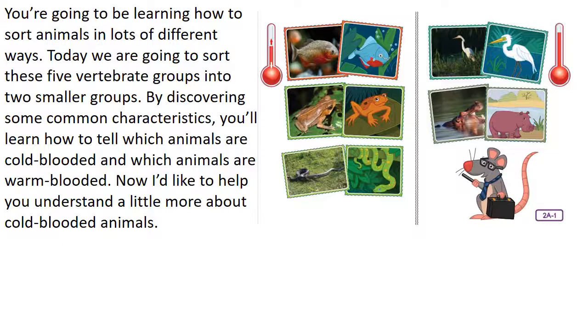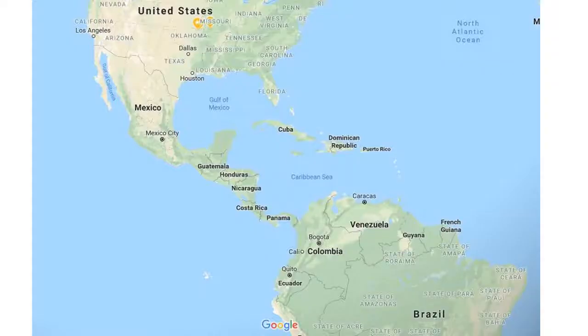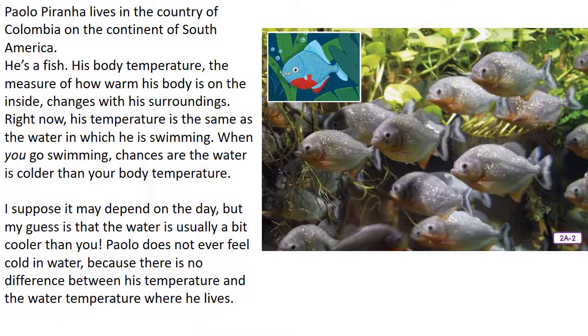Now I'd like to help you understand a little more about cold-blooded animals. As you saw on this map, Colombia is in the north part of South America. He's a fish. His body temperature, the measure of how warm his body is on the inside, changes with his surroundings. Right now, his temperature is the same as the water in which he is swimming.